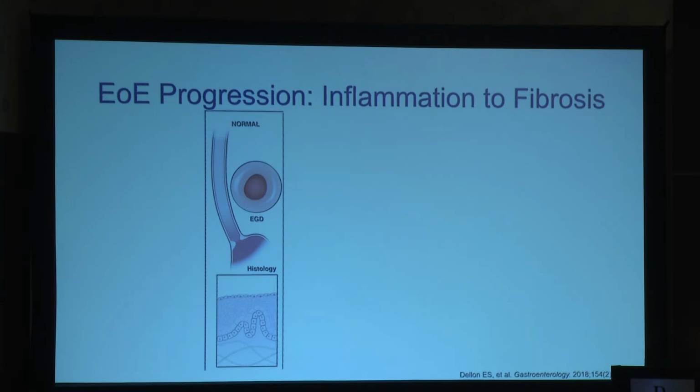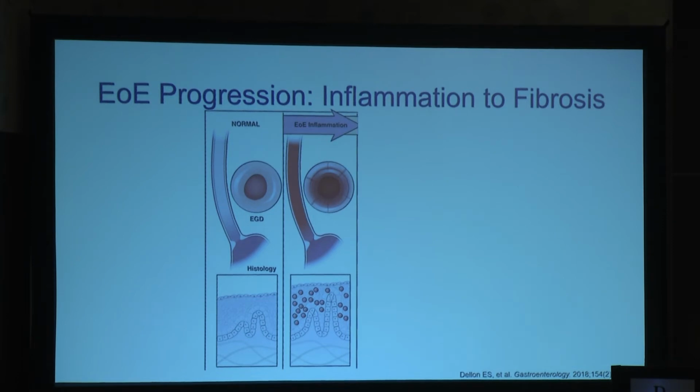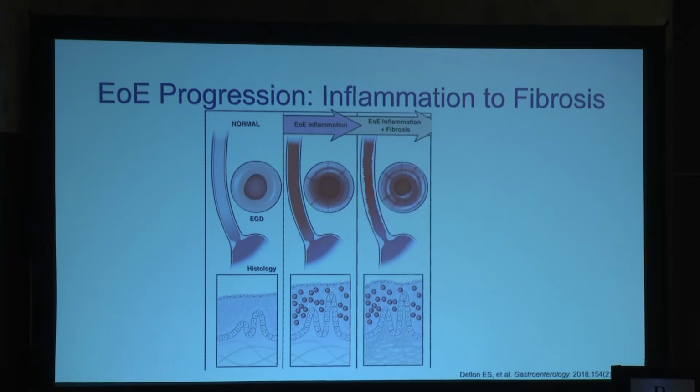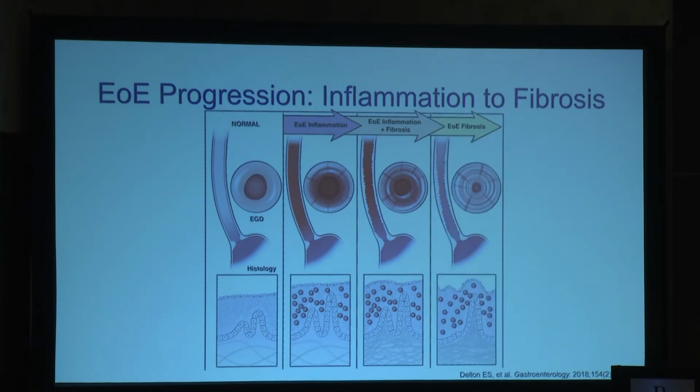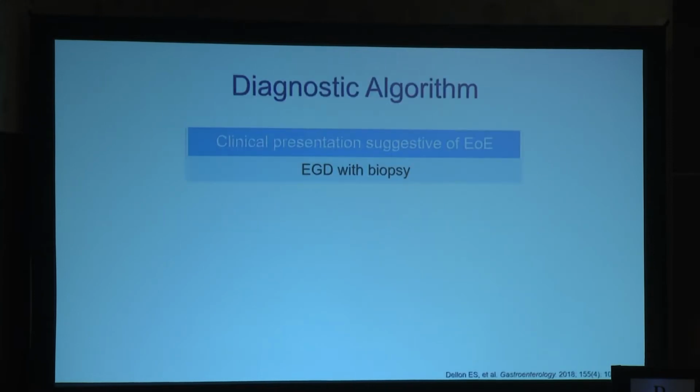So for patients with EOE, you start with your normal esophagus, you get this eosinophilic inflammation, and this is the ideal time to start treatment, because what can happen in some patients is that over time they can start to develop fibrosis and eventually complete fibrosis. And at that point, there's nothing that we can do from a medicine standpoint. Really, the treatment at that point in time is esophageal dilations, which we would like to avoid in all of our patients. So how do we diagnose EOE?